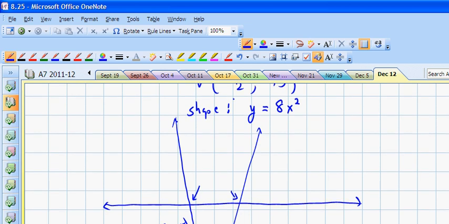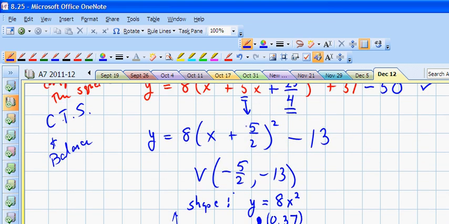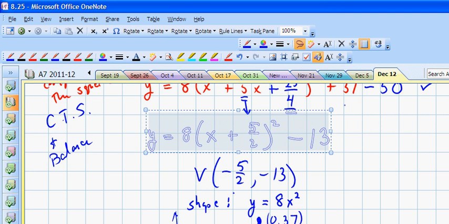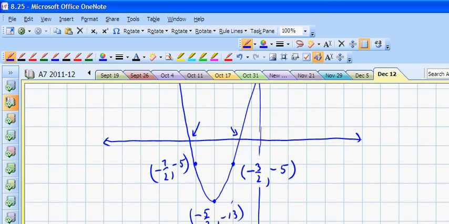If this is negative 3 halves, this would be negative 1 half. It's somewhere right in here. So I'm not going to go through, but up here, then that point is what we just say? 0.37. And now the only thing left is to find the x-intercepts. There's something nice about having this vertex form. Let's go to work on it down here.